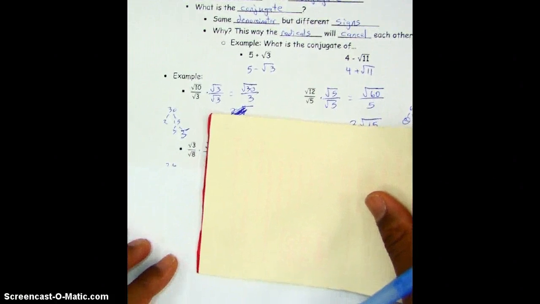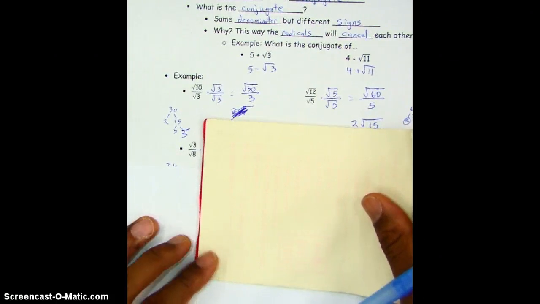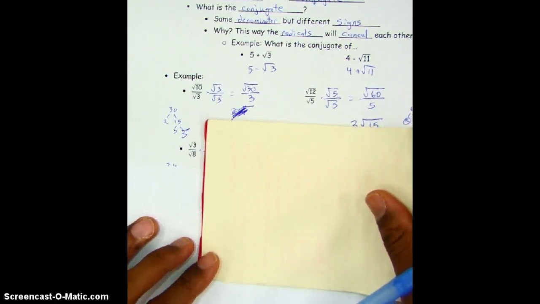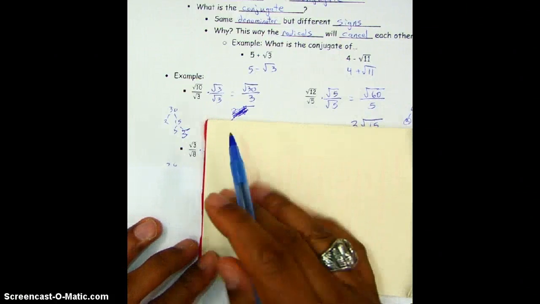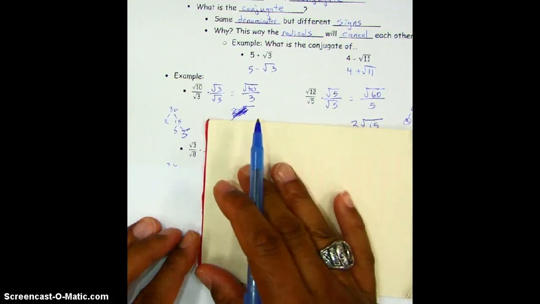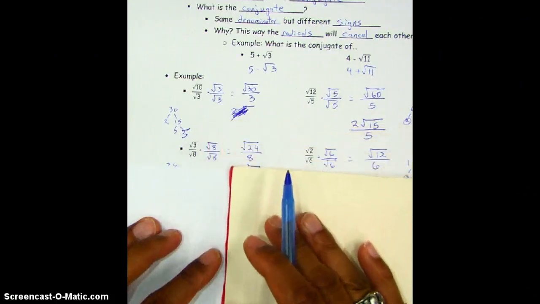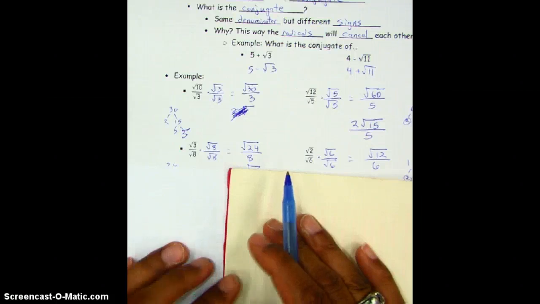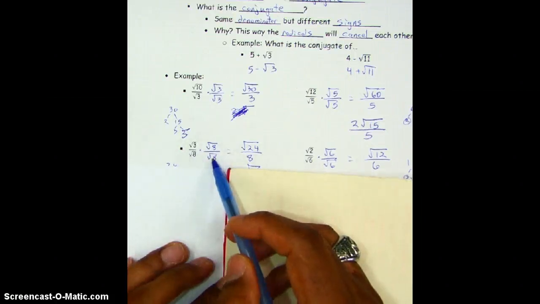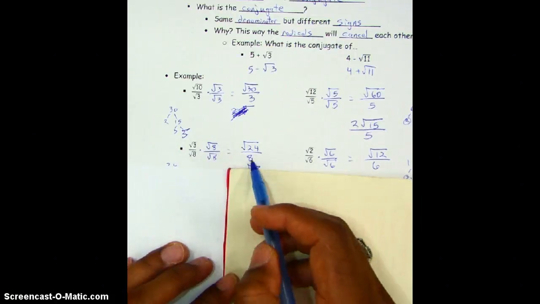All right, next one. We have the square root of 3 over the square root of 8. So we multiply the top and bottom by the square root of 8. And that gives us the square root of 24 over 8, because remember, the square root of a number times the square root of the same number, just drop the radical sign and use that number.